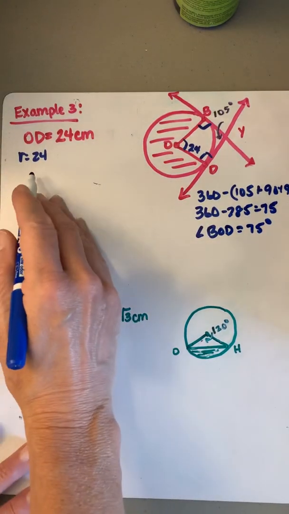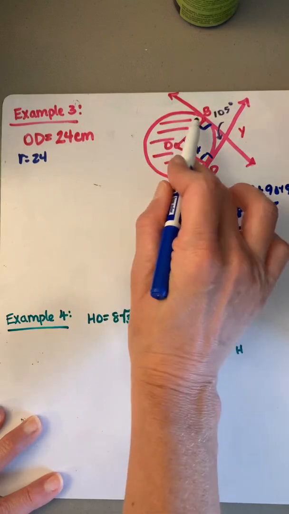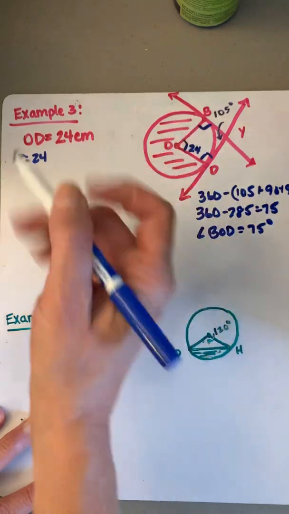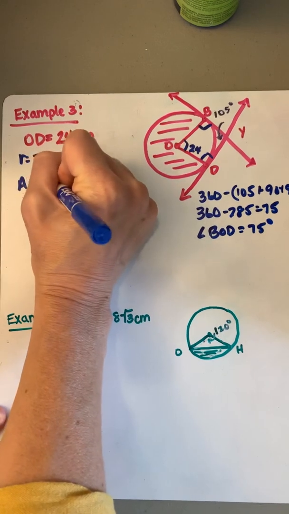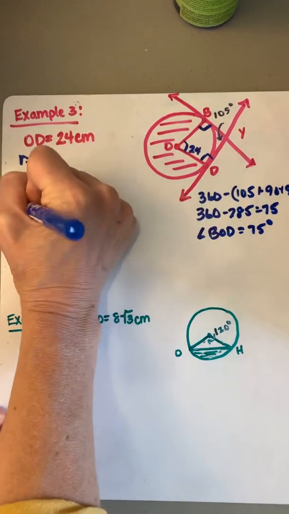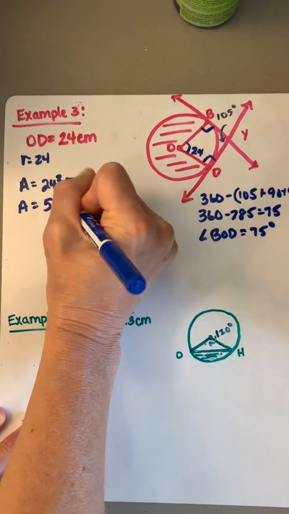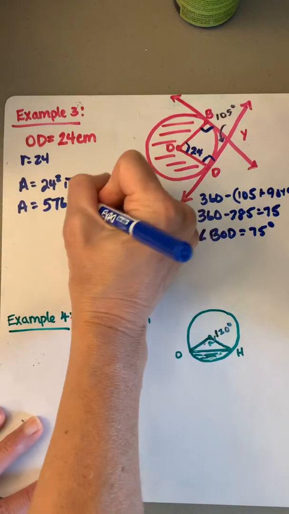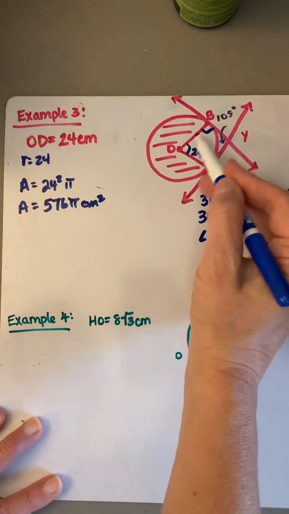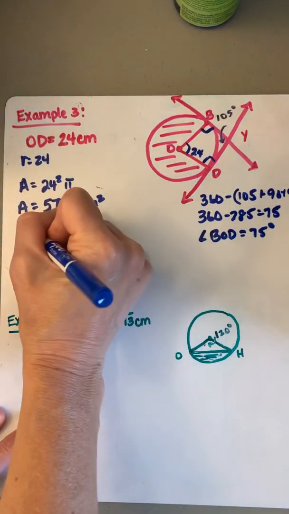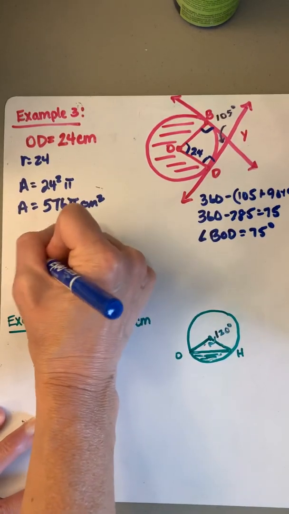Now I know, again, my radius is 24, and I want to know what is the area of this shaded part right here. So I'm going to find the area of the whole circle. So it's 24 squared pi, which is 576 pi square centimeters. And then I know if this central angle is 75, then I can do 75 out of 360.